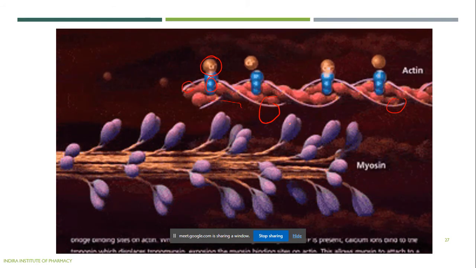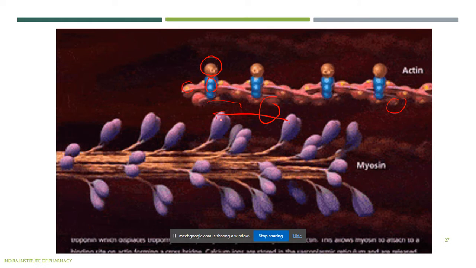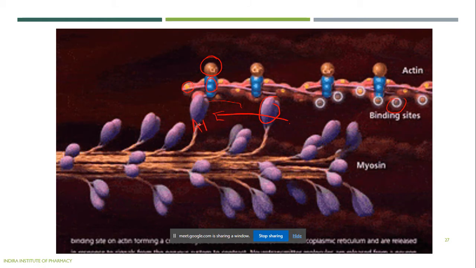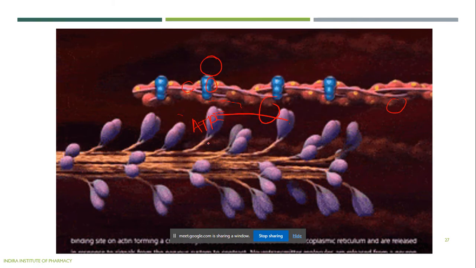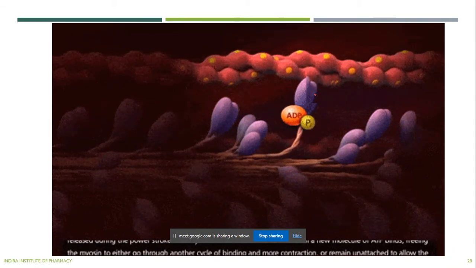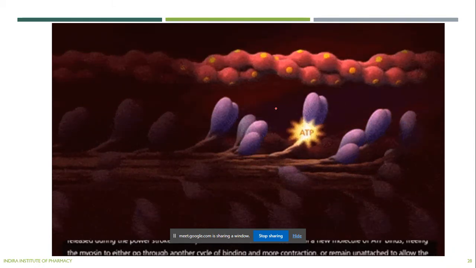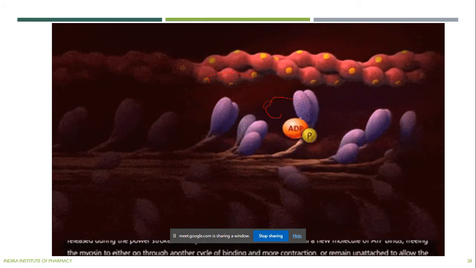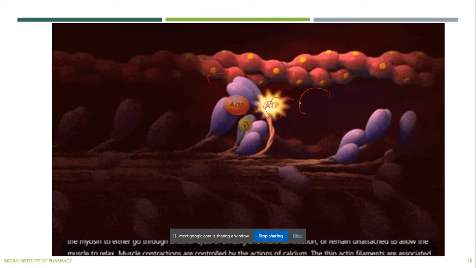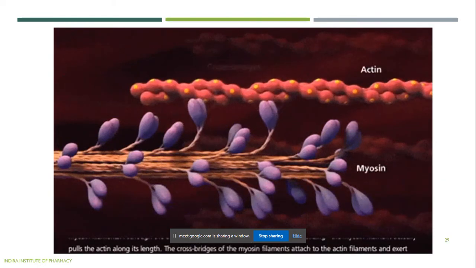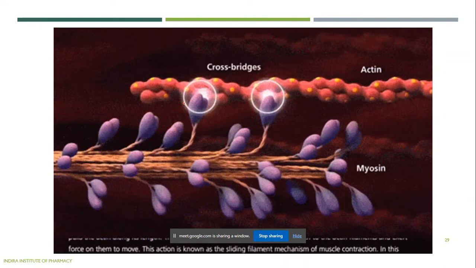So when these myosin heads move in this direction, this is nothing but the power stroke. When they move in this direction, another ATP molecule binds over it and they come back to the normal position. You can see over here, when ADP plus phosphate is bound, the power stroke happens. Then a new ATP binds, and it comes back to the normal position. So this is the cross bridge which is shown over here.